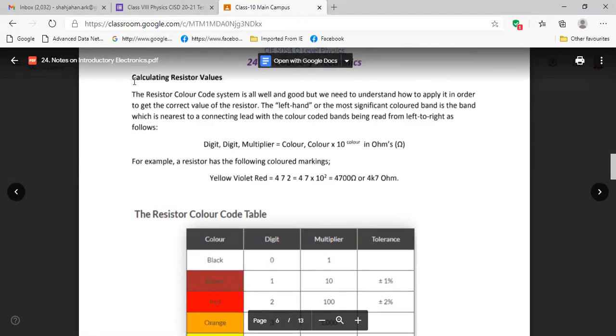Okay. Look here. We have this one to be focused on: calculating resistor values. This one will be only in your O level. This part.